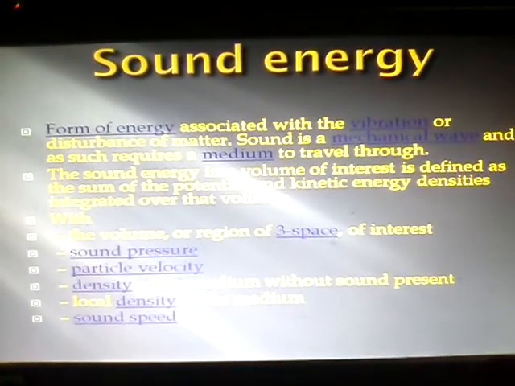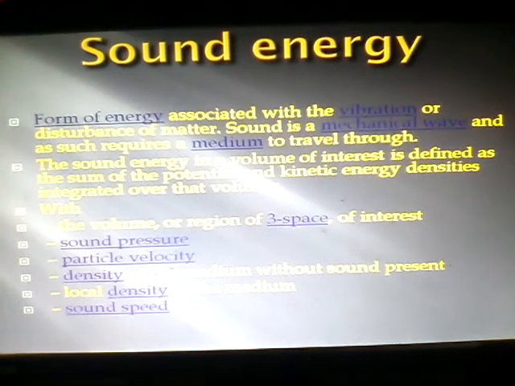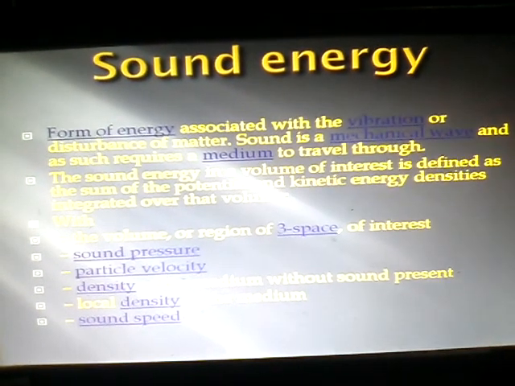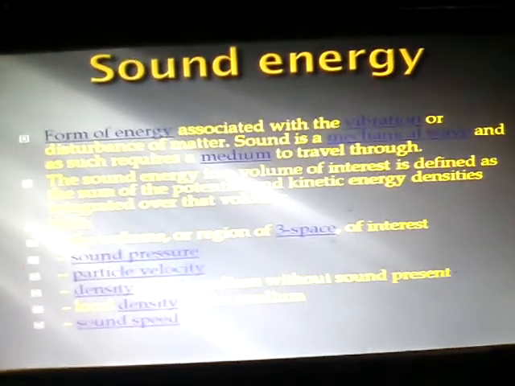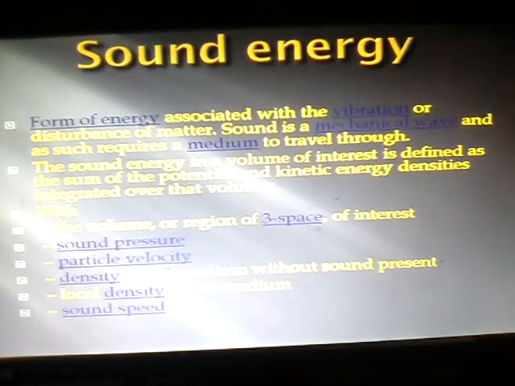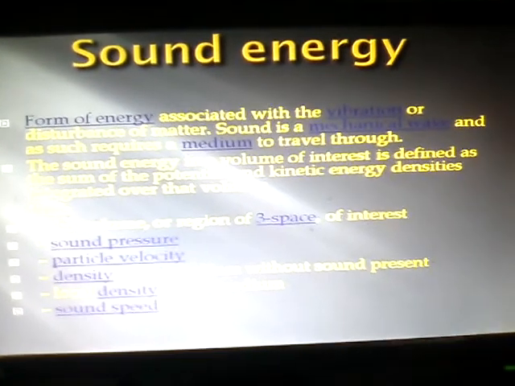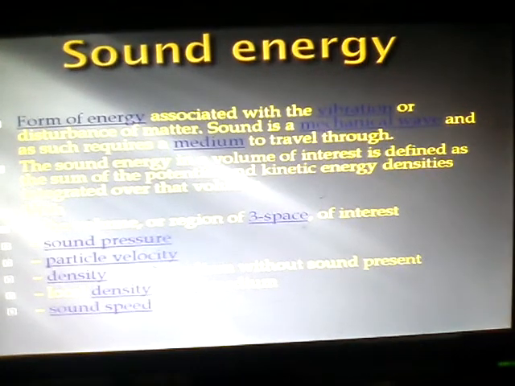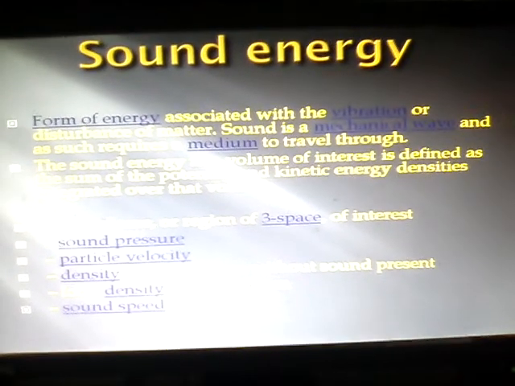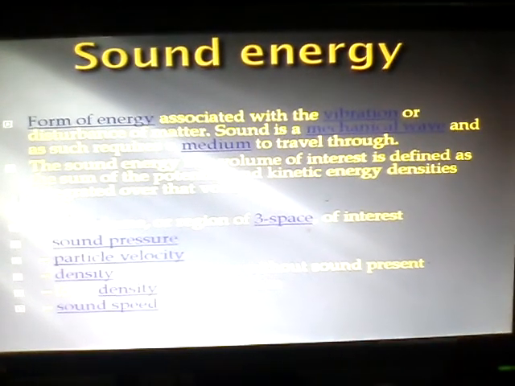So next is sound energy. Sound energy is a form of energy associated with the vibration or disturbance of matter. Sound is a mechanical wave and as such requires a medium to travel through. The sound energy in a volume of interest is defined as the sum of the potential and kinetic energy densities integrated over the volume, with the volume or region of three-space of interest, sound pressure, particle velocity, density of the medium without sound present, local density of the medium, and sound speed.